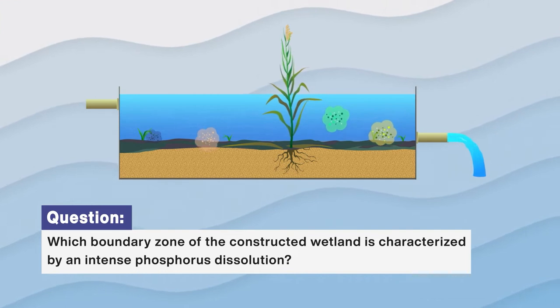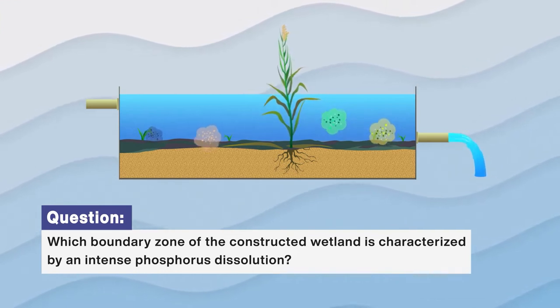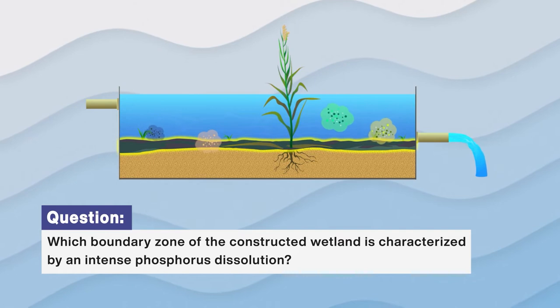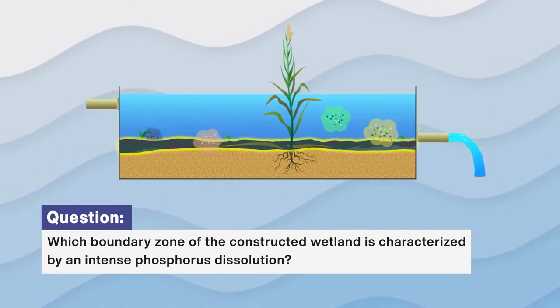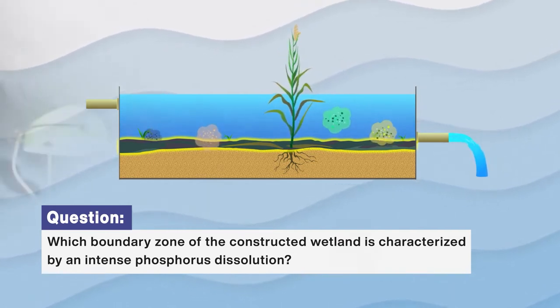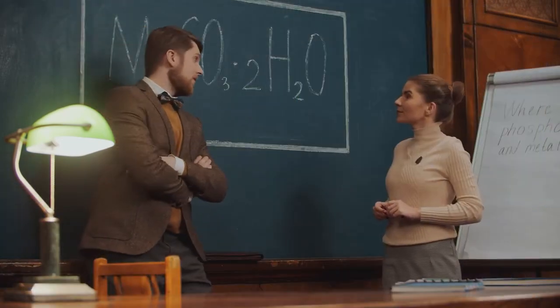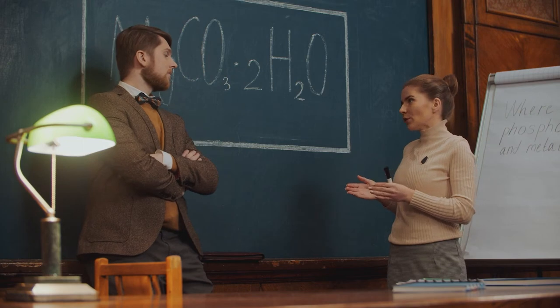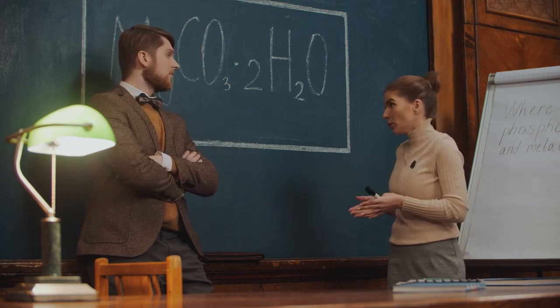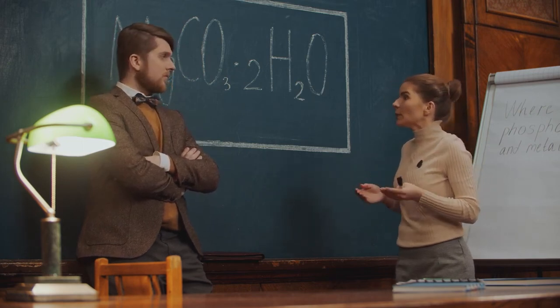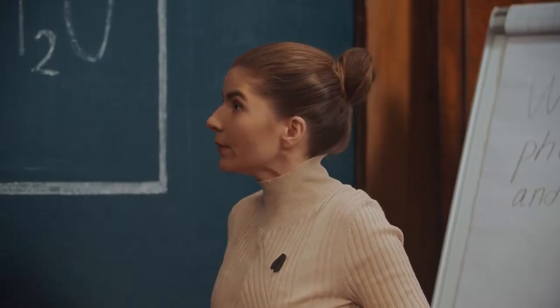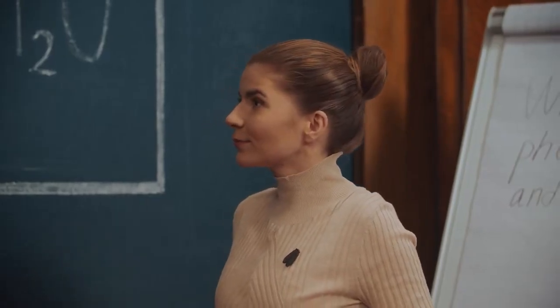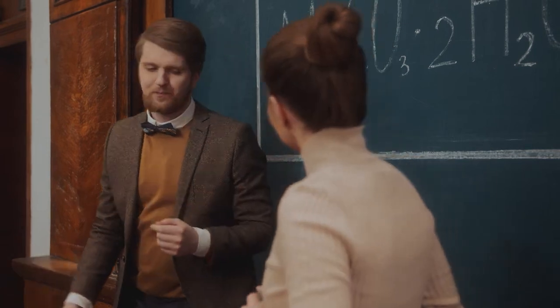Mineral phosphorus turns into liquid phosphorus or dissolved phosphorus in the upper layer adjacent to the boundary between water and sediment. Right, Betsy, but could you explain your answer? The thing is that the anaerobic conditions necessary for phosphate dissolution are developed in the near bottom layer next to the water. Am I right, Professor? Yes, you're right, Ms. Doolittle. Your answer is correct as always.